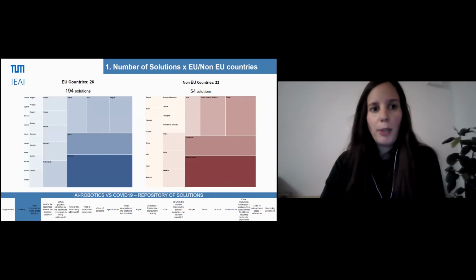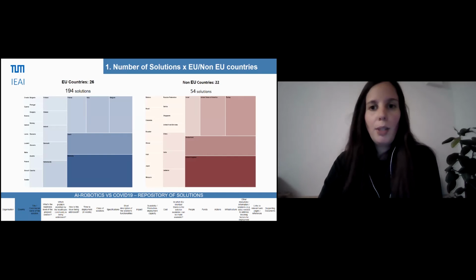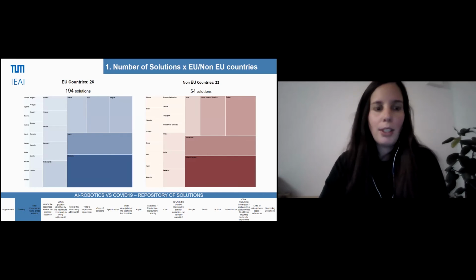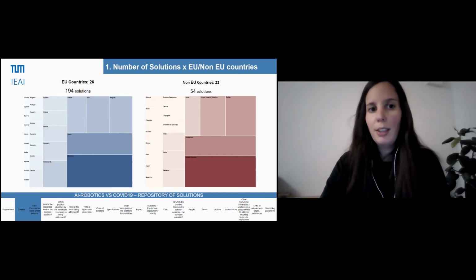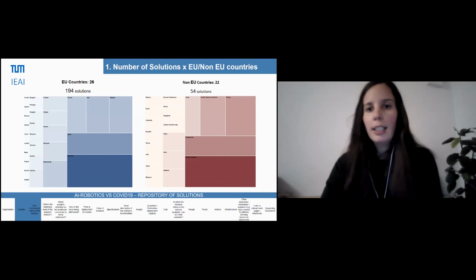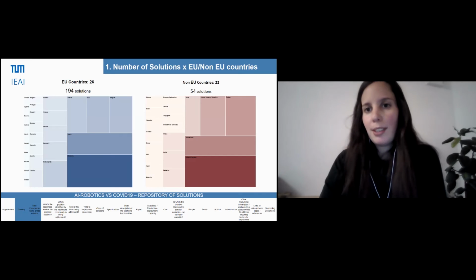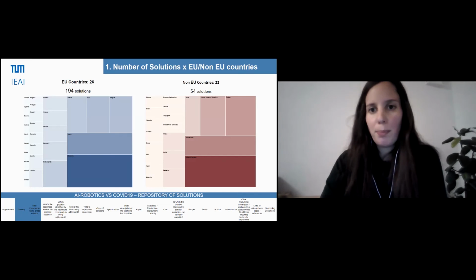Since this repository was also a European Commission initiative, we thought it could be interesting to see whether only European countries were participating, or if we would also have non-European countries proposing solutions here. And we found out that 194 solutions were presented by 26 European countries, so countries within the EU. And for non-EU countries, we found that 22 countries presented as well 54 solutions.